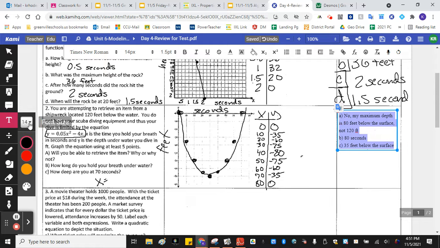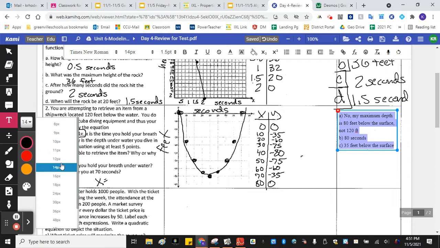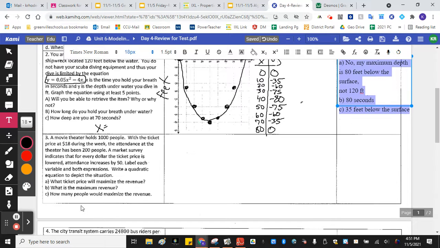But that's projectile motion, so I'm going to leave you there on this video, and then I'm going to do the next video for maximizing profit.